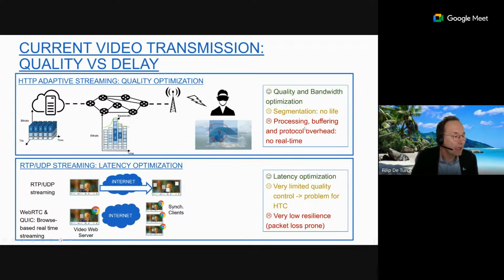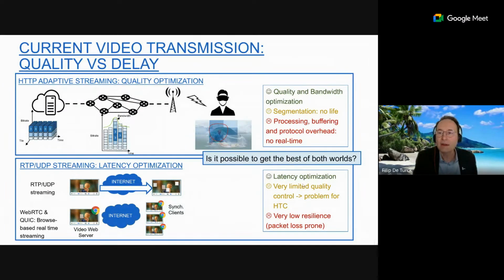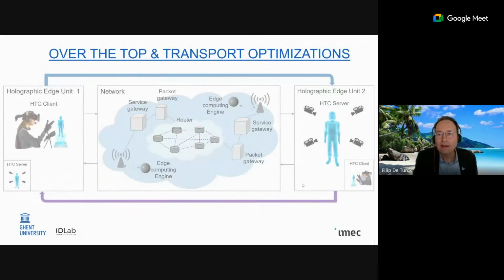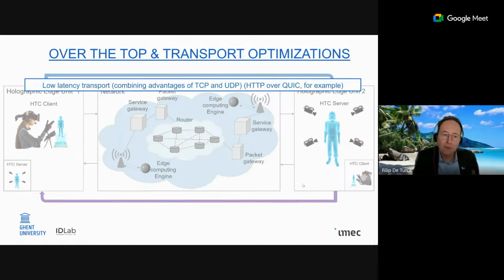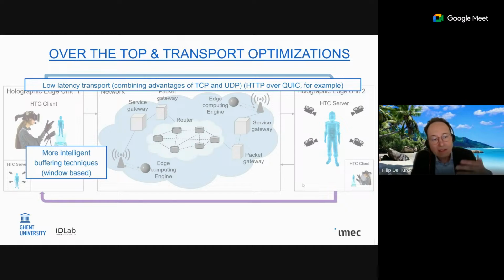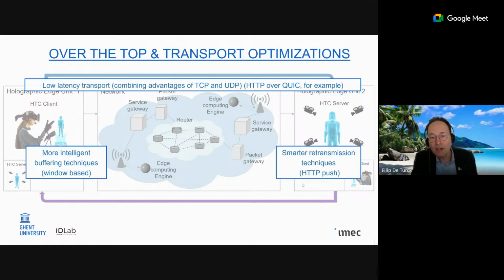And here you see the pros and cons of the different techniques. And for holographic type communication, we in fact need the best of both worlds. So we need a combination of these. And there are different techniques out there that we can use for combining advantages of different transport layer protocols, intelligent buffering techniques, and also smarter retransmission techniques. HTTP push, which comes with HTTP 3.0, for instance, allows us to obtain lower latencies.